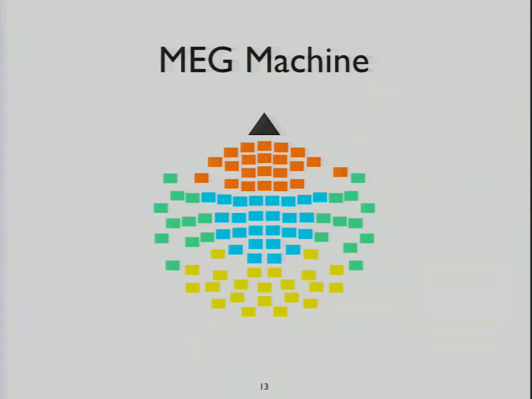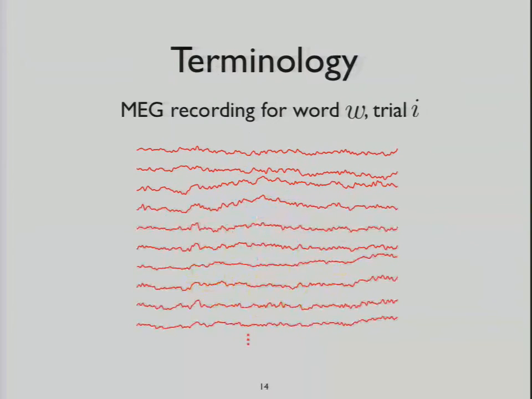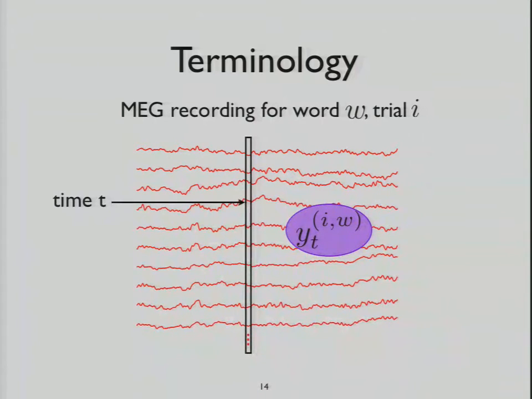This is a view of the helmet from above. So the front, the nose of the patient, is represented by the black triangle. So the top of the picture is the front of the head, and the bottom of the picture is the back of the head. And we'll talk about one MEG recording for the word w and the single trial i at time t. We're talking about a vector y sub t superscript i comma w. This is a vector of dimension 102.